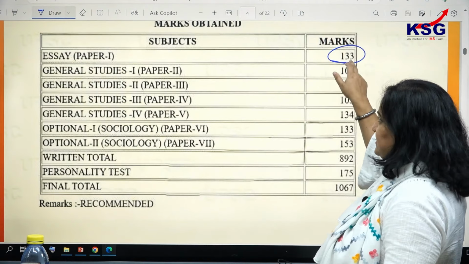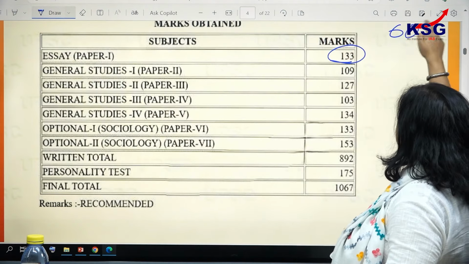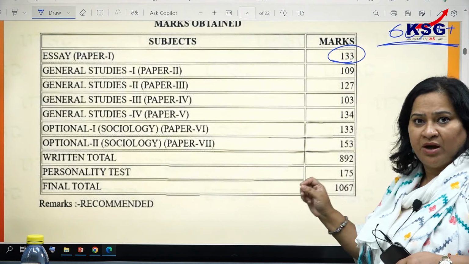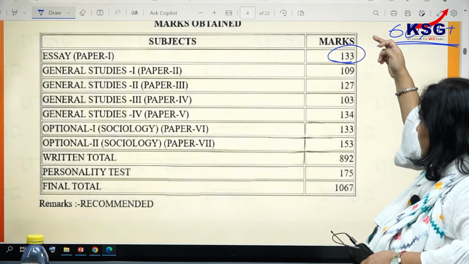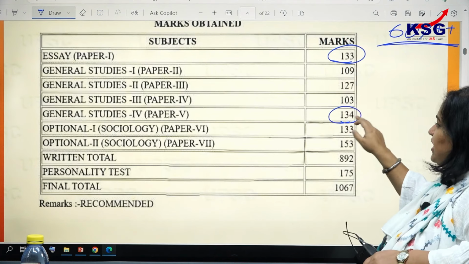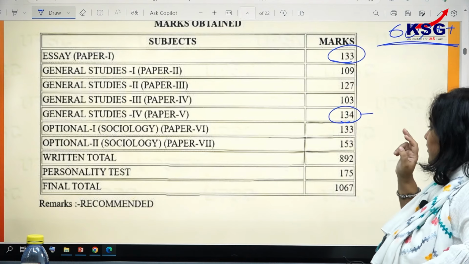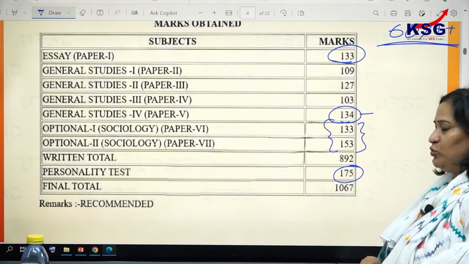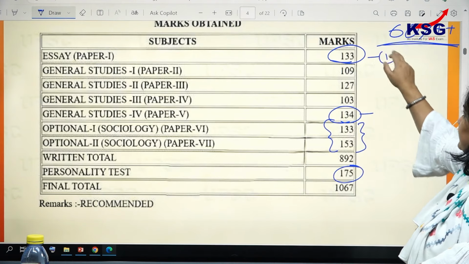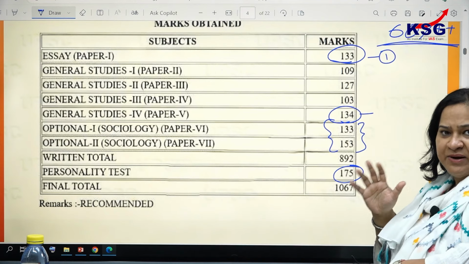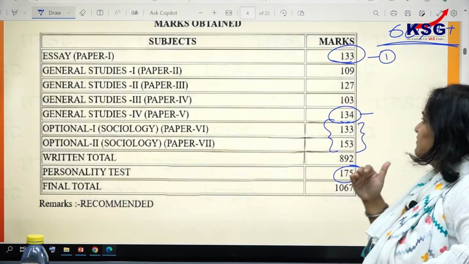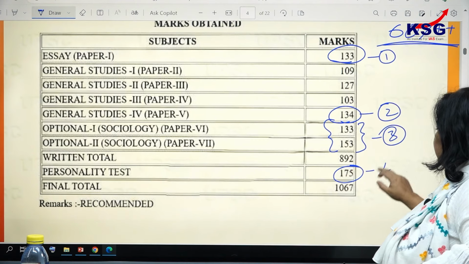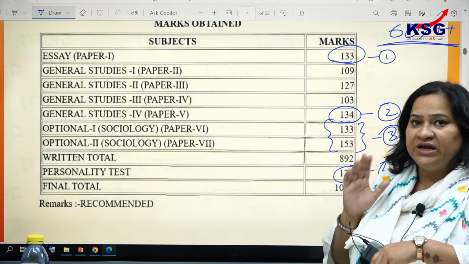First component is essay. When we are talking about 60% plus marks, where is the scope for getting 60% plus marks? One is the essay paper. The second area is your GS paper 4, that is ethics. The third area is optional, and the fourth area is interview. If you are able to get at least 60% plus marks, or something close to 60%, then your tendency to get selected with flying colors, with an amazing rank, is possible. These are the four areas you really need to take care of.